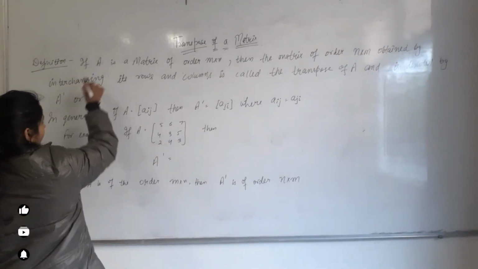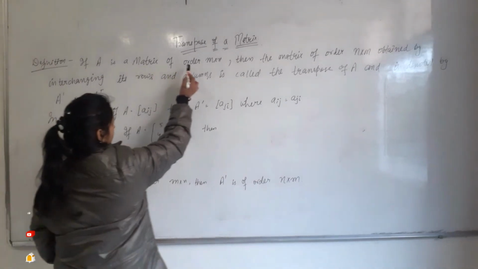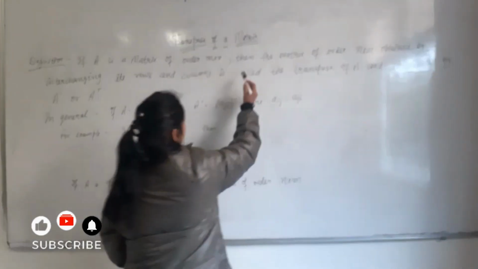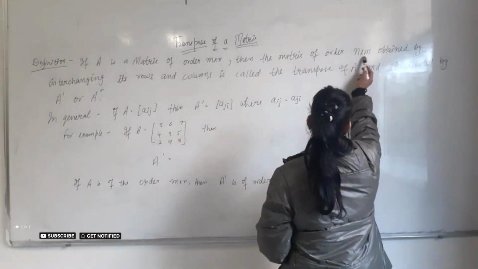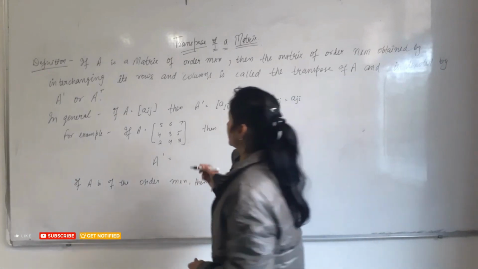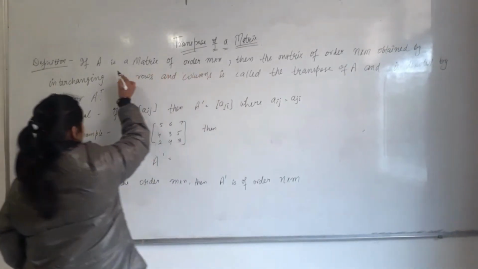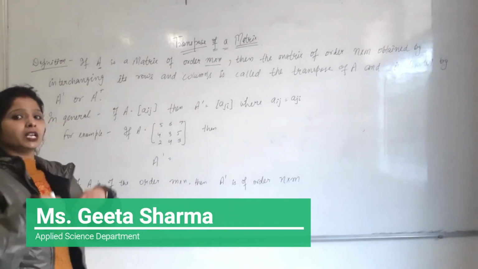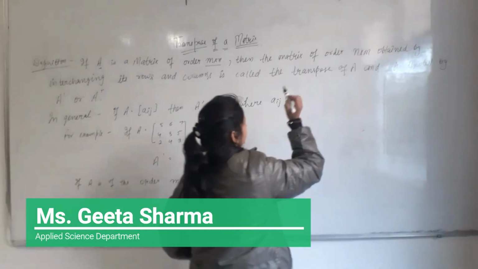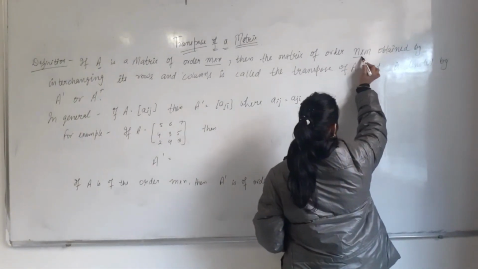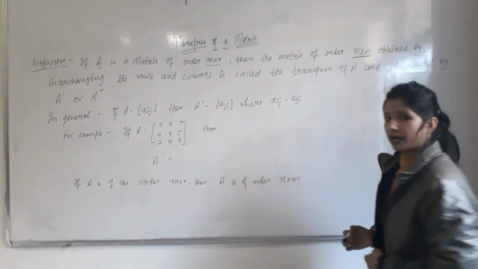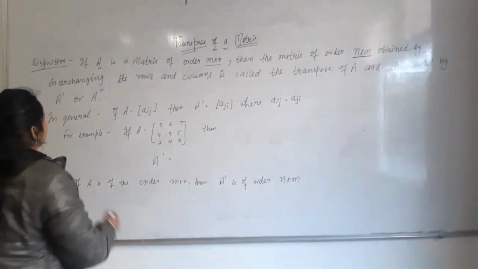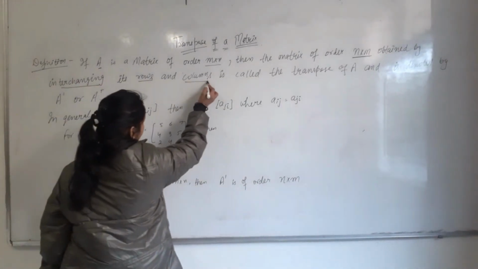If A is any matrix of order m by n, then the matrix of order n by m is obtained. Look here, we have changed the order. We have the matrix A of order m by n, but we reverse the order to n by m. How do we obtain this order? We obtain it by interchanging its rows and columns.